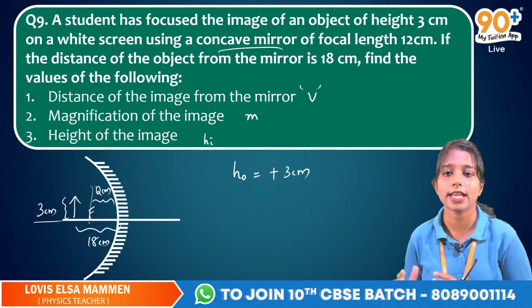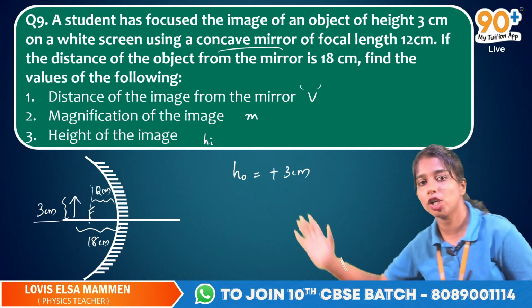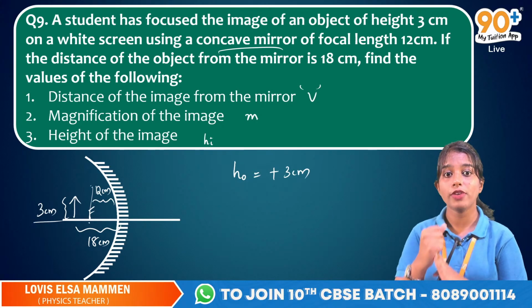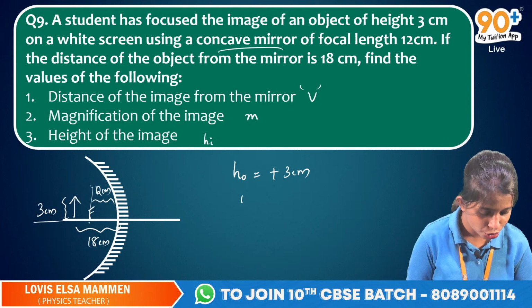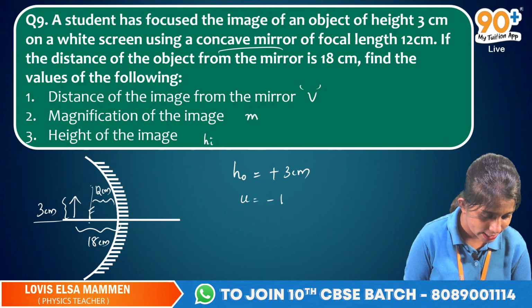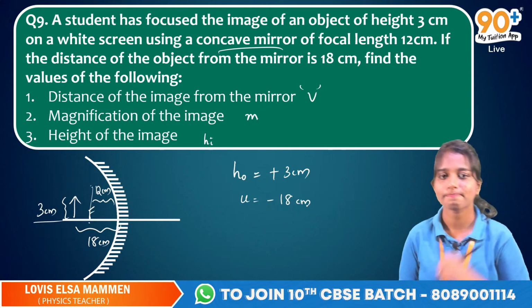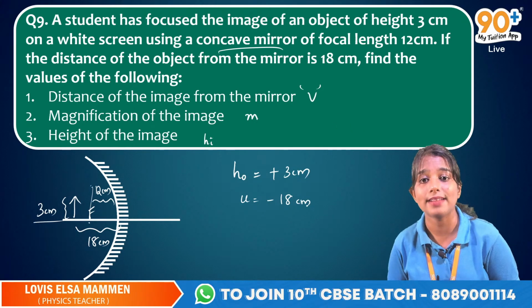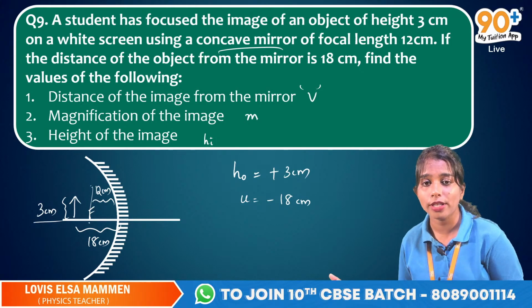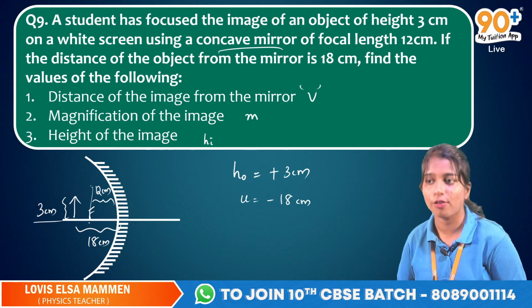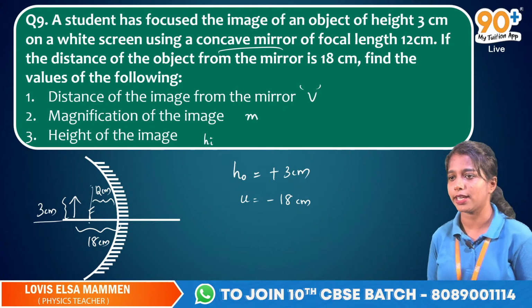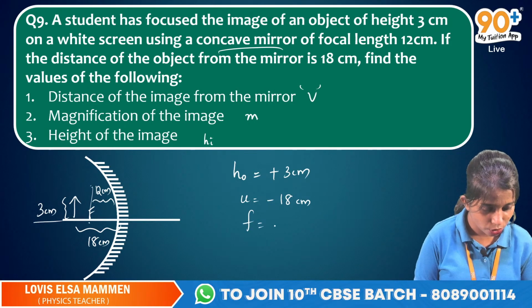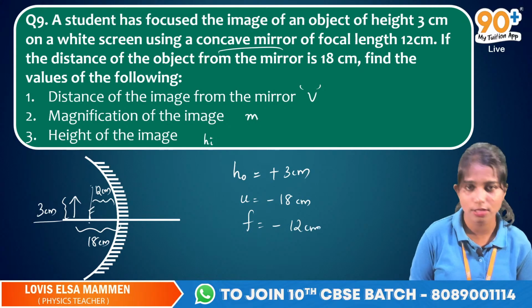All measurements are taken from the pole. Your object is to the left of the pole. So obviously it should be taken as negative. So U is equal to minus 18 cm. Focal length is given 12 cm. So you know that in the case of a concave mirror, obviously your focal length will be to the left. Is it to the left? Isn't the focus on that side? Obviously. Yes. So focal length is also minus 12 cm because it is to the left of the mirror.